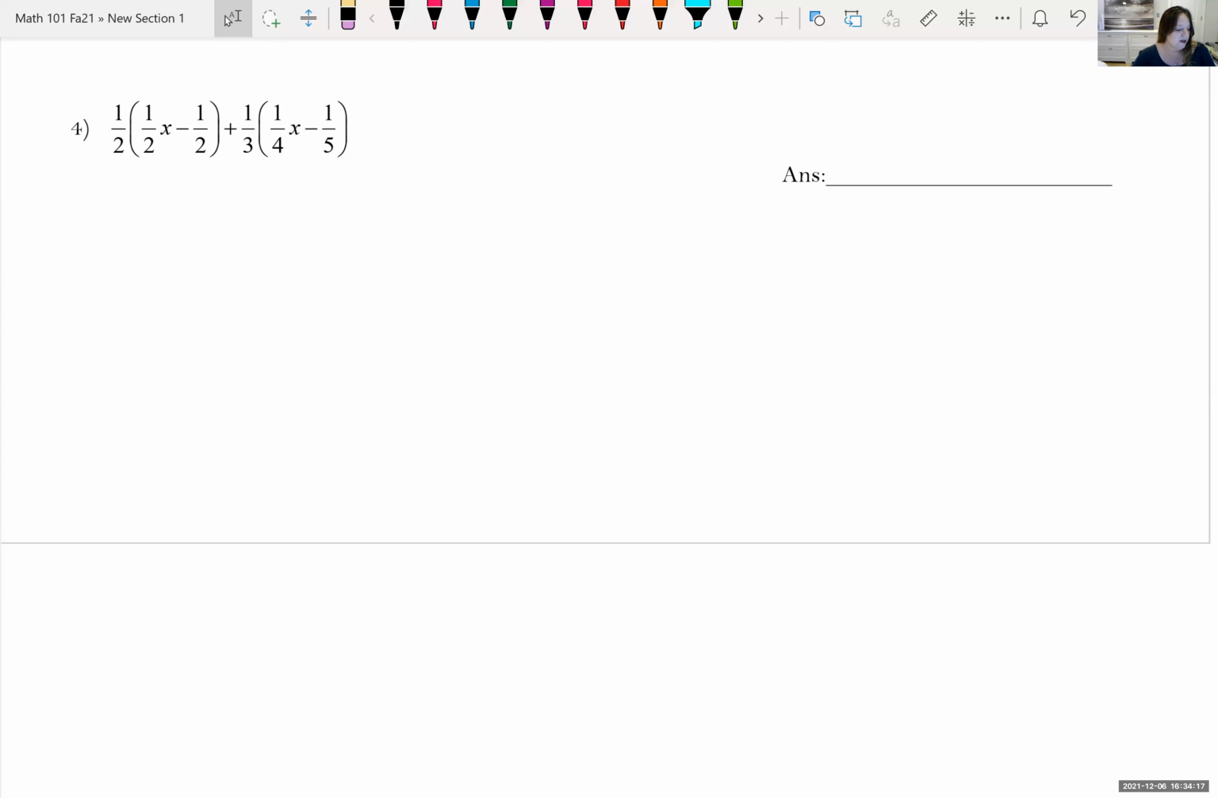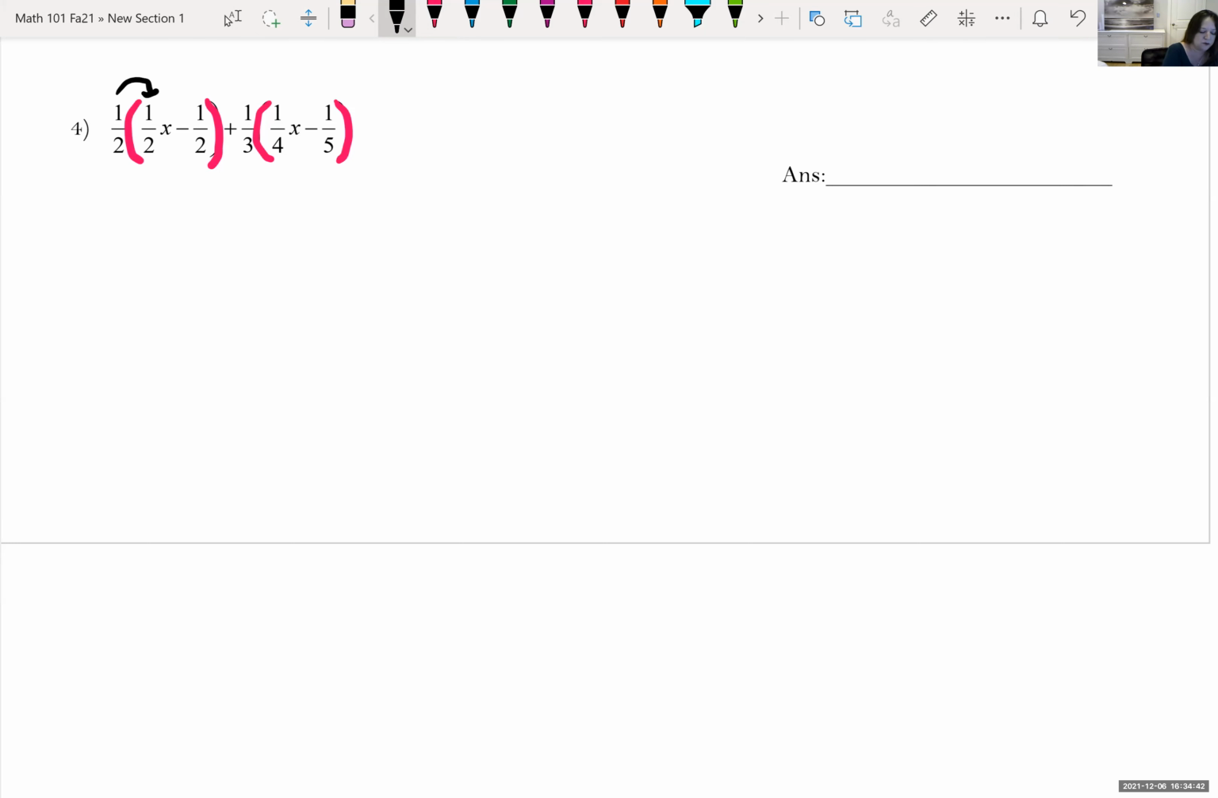So the next problem, let's look inside the parentheses. First, work inside the parentheses. I see though we have a 1/2 x minus a 1/2, and those aren't like terms, so we can't combine those. Same sort of problem over here: 1/4 x minus 1/5. They're not like terms, so we can't combine those. So let's distribute the 1/2 in front of the first parentheses.